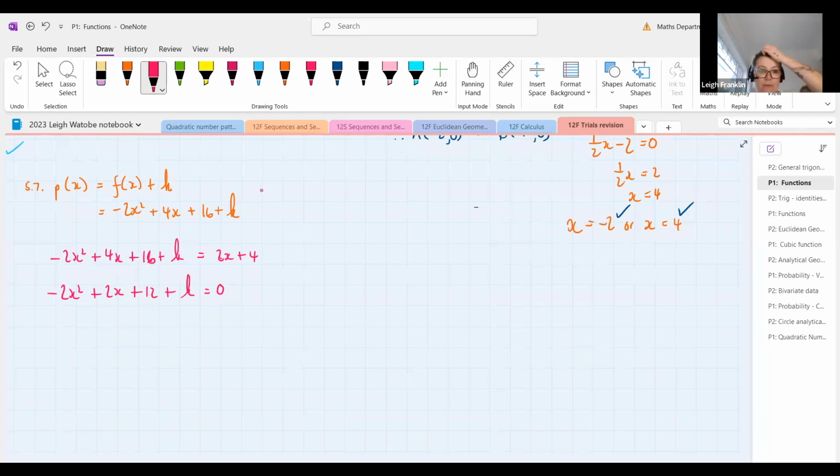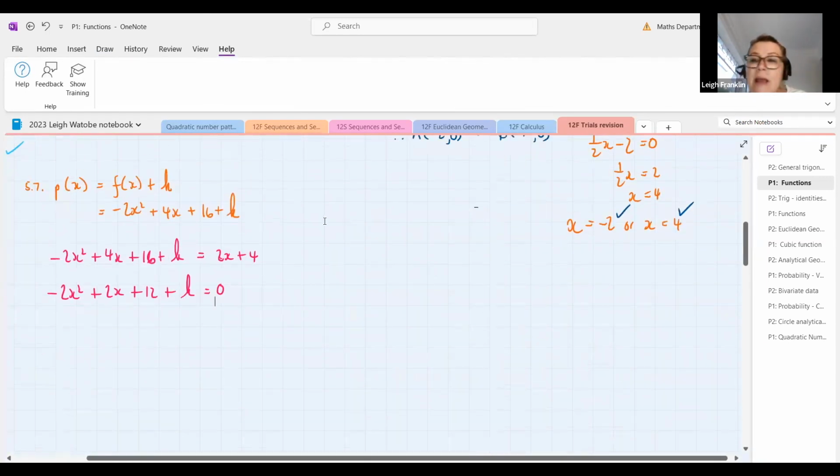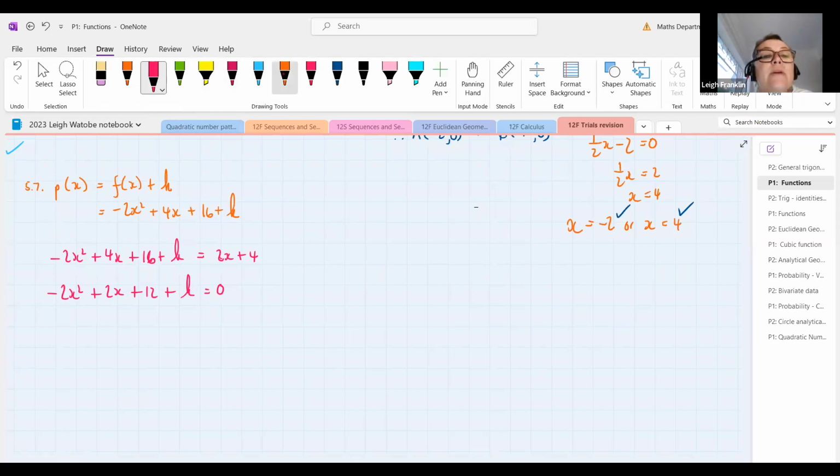It's in standard form. So remember at the top, we were writing standard form. I rubbed it out. Standard form is ax squared plus bx plus c equals 0. So in this case here, the value of a is -2. It's the coefficient of x squared. The value of b, the coefficient of the x term, is 2. And the value of c is everything else. It's 12 plus k.